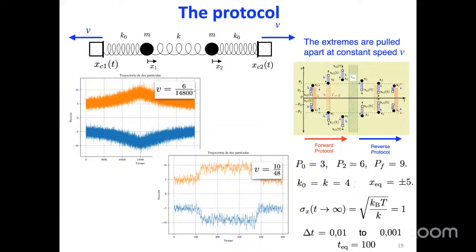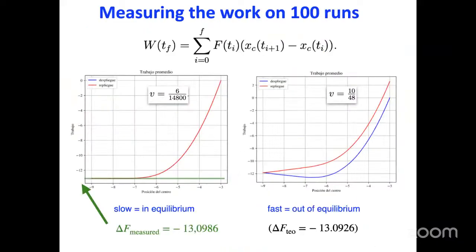So this is what happens when you go very slowly, and this is what happens when you go very fast. And then you can compute, for instance, the work. When you go very, very slowly, it will be equal to the free energy difference. And this works perfectly. I mean, the theoretical value is that one, and the experimental value from equilibrium is this one. Just to check that everything runs fine.